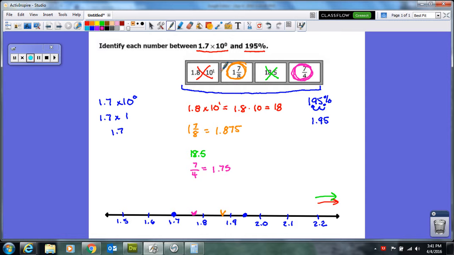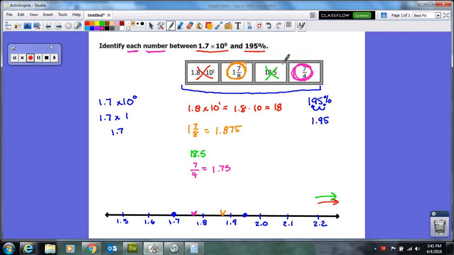I would say one of the most common mistakes students would make on this question is not carefully reading what it's asking for. It's asking for identifying each number, so any one of these could be a possibility, not just one. I think a lot of students who might miss this question would discover one correct answer and then stop looking, saying, well, I found one, so I guess I'm done, rather than continuing to check the rest of them and realizing that 7/4 is also a value that lies between 1.7 times 10 to the 0 and 195%.